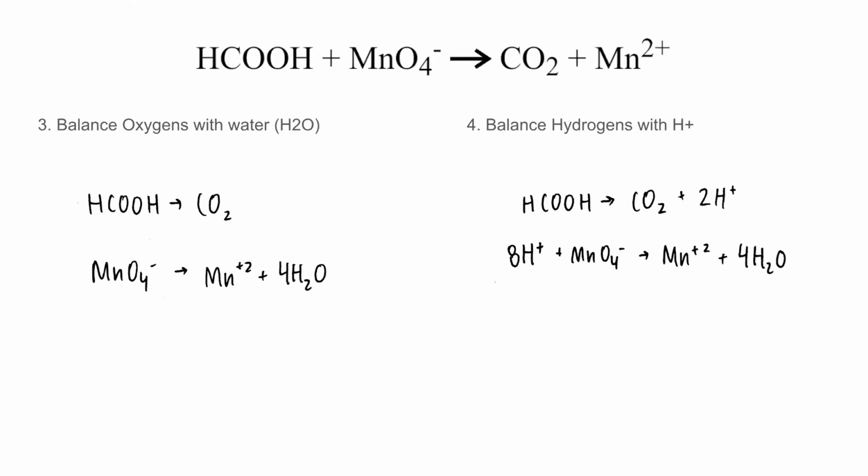Exactly. After that, balance hydrogens with H+. For our first half reaction, there's 2 hydrogens on the left side, but 0 hydrogens on the second side. So we're going to add 2 H+ onto the right side. And then for our second half reaction, there's 8 hydrogens on the product side. So we're going to need to add 8 H+ on the reactant side in order to balance it out.